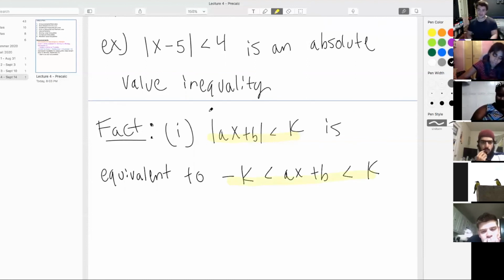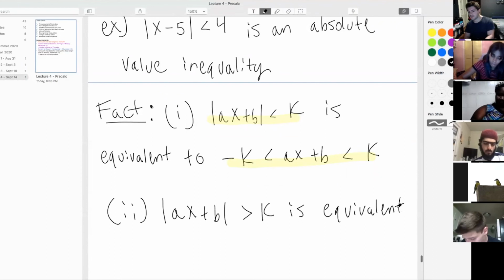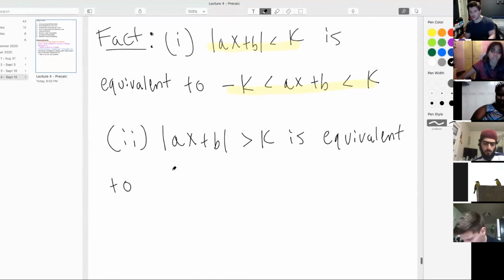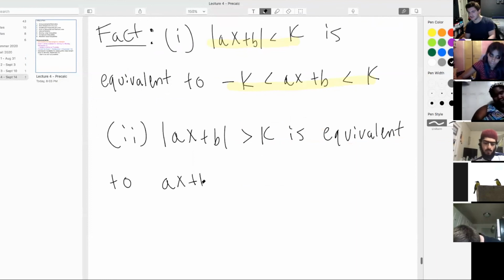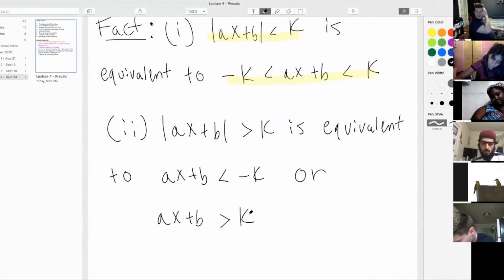Okay, they are equivalent. How about for the second type? Ax plus b in absolute value greater than k is equivalent to ax plus b is less than negative k, or ax plus b greater than k. So again, you need to solve two inequalities. If you're in this situation, you have to solve this and solve that guy.